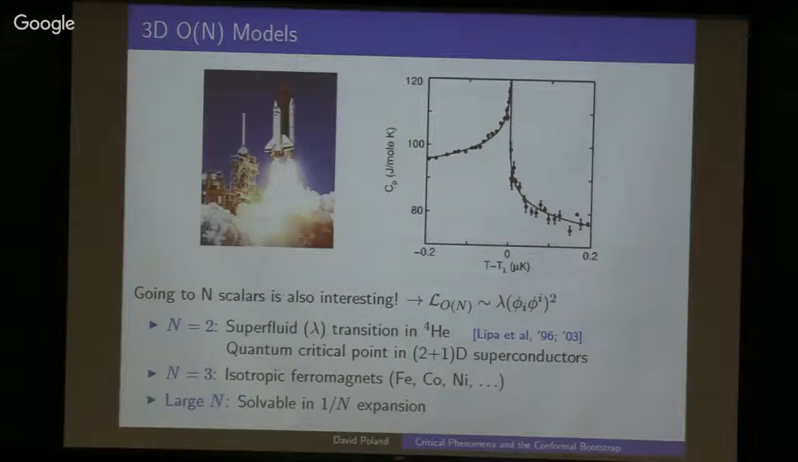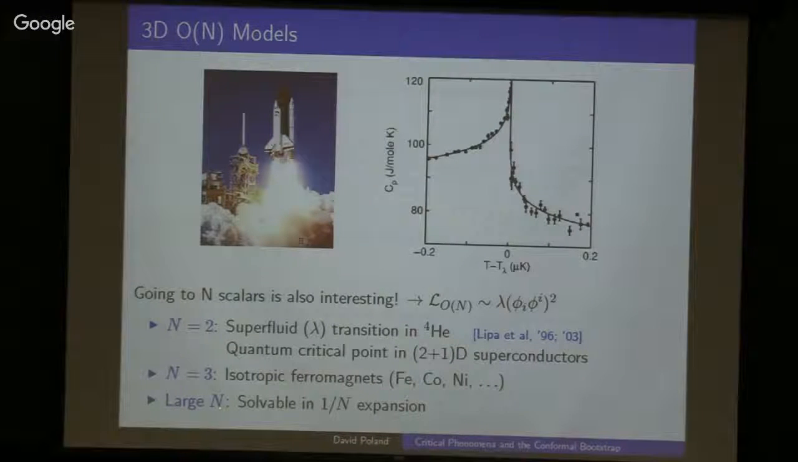Okay, other values of n are also interesting. So n equals 3 is a way to model conventional isotropic ferromagnets like iron, cobalt, or nickel, where you have a system of spins, and the spins are free to rotate in any direction. Because they can rotate in any direction, there's an O(3) symmetry in this system.